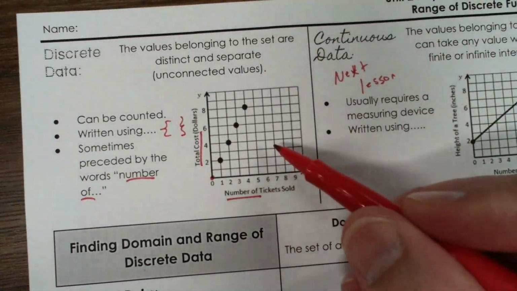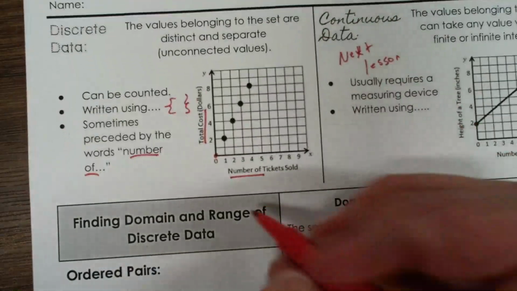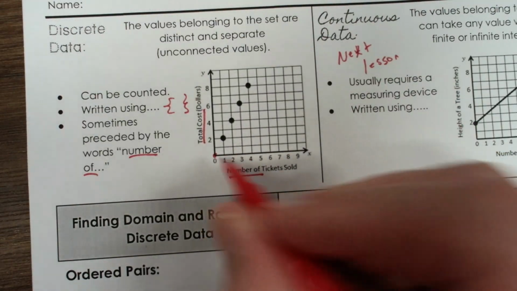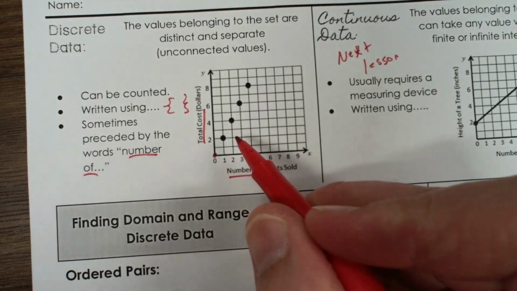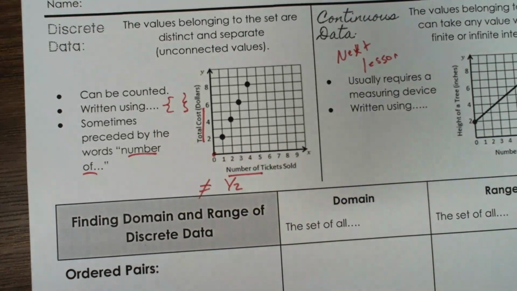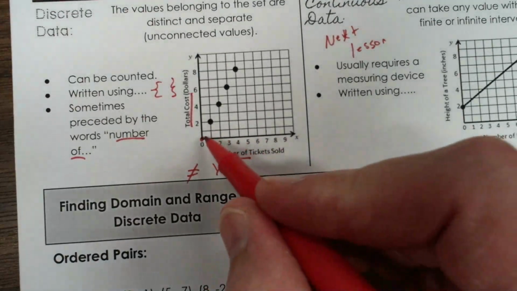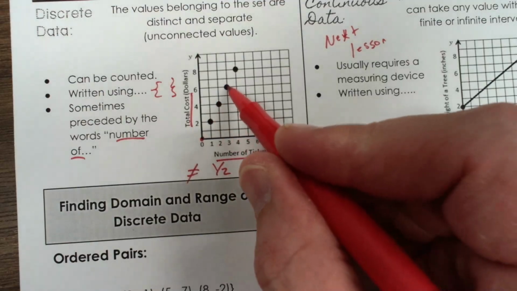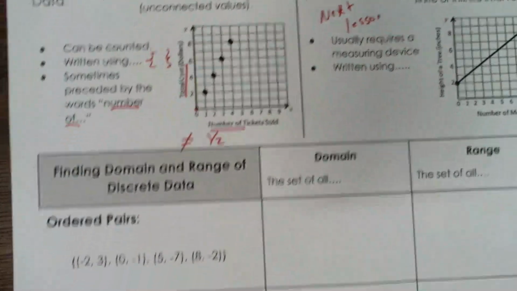So when you think about number of tickets sold, you can have 0 tickets. You can have 1 ticket. You can have 2 tickets, but you can't have half a ticket. That makes no sense, right? So that's why this is discrete, because it separates these values.